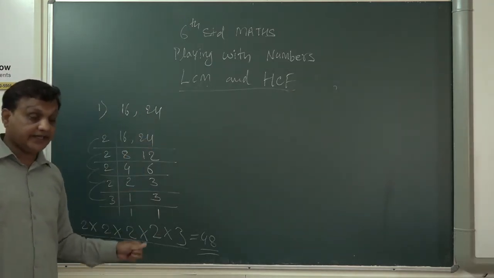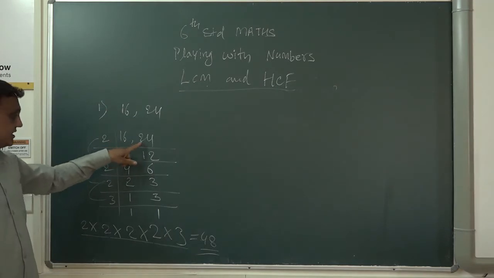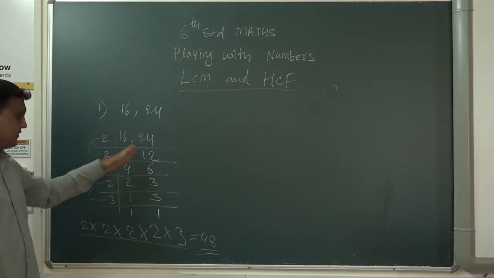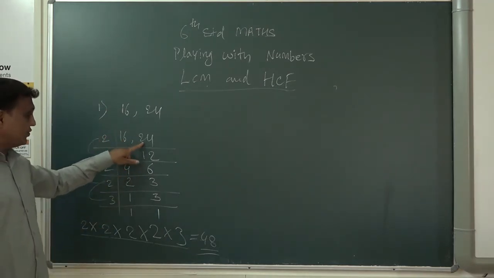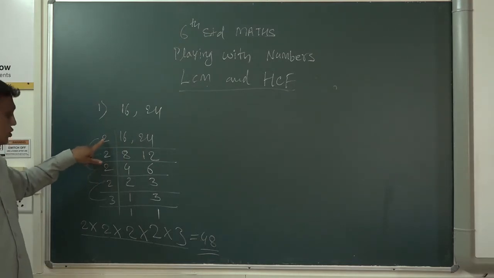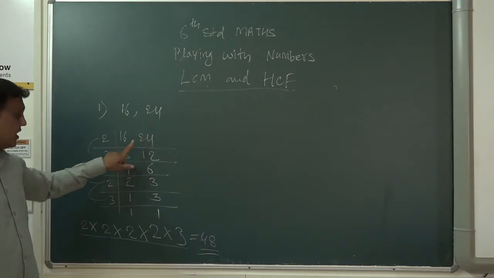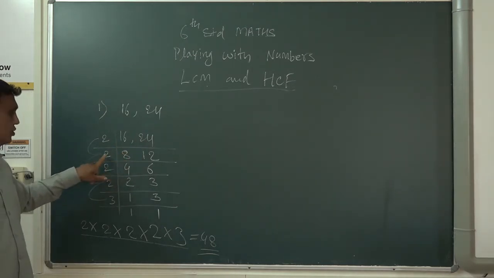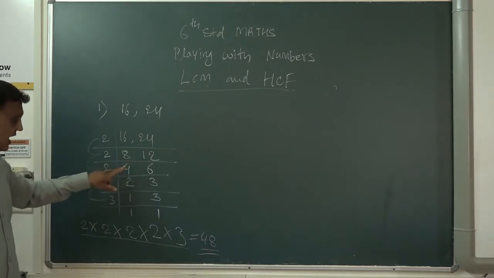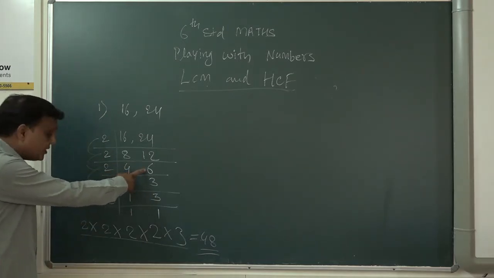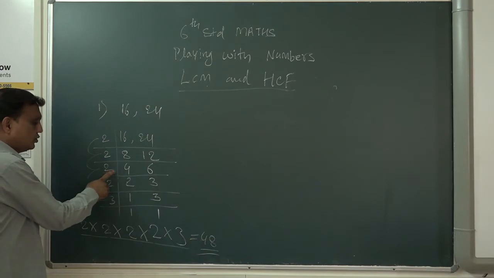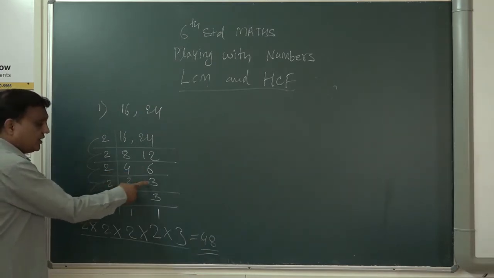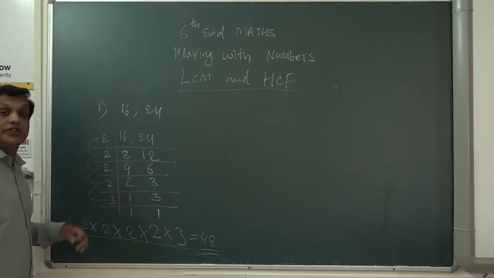Once again I am explaining. First we write 16 and 24. Afterwards the division sign. 16 and 24 both come in the 2 table. So 2 8s are 16 and 2 12s are 24. Again 8 and 12 come in the 2 table. 2 4s are 8 and 2 6s are 12. Again 4 and 6 come in the 2 table. 2 2s are 4 and 2 3s are 6. And 2 and 3 will not come in the same table, so you have to go with separate tables.